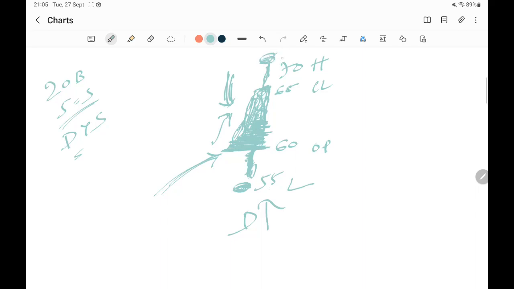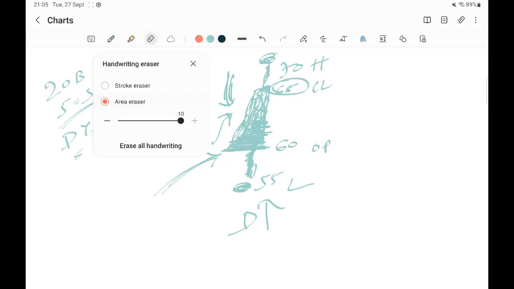At 70 rupees, a lot of supply happened. Due to that, the price closed at around 68 rupees. So that's all about how the candlestick is basically formed. I hope all of you understood.